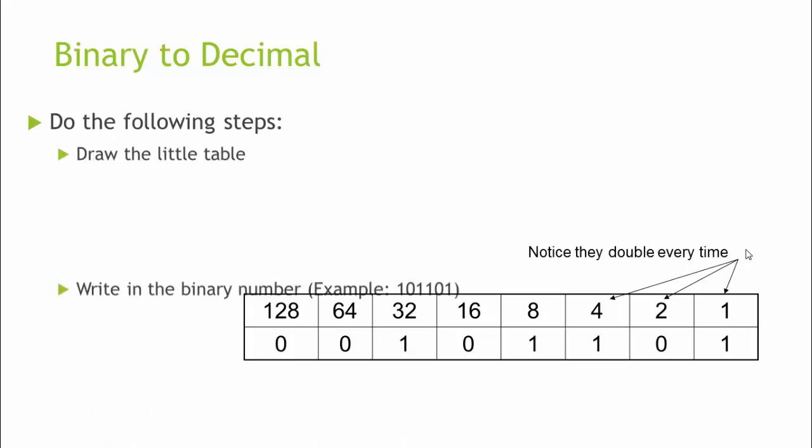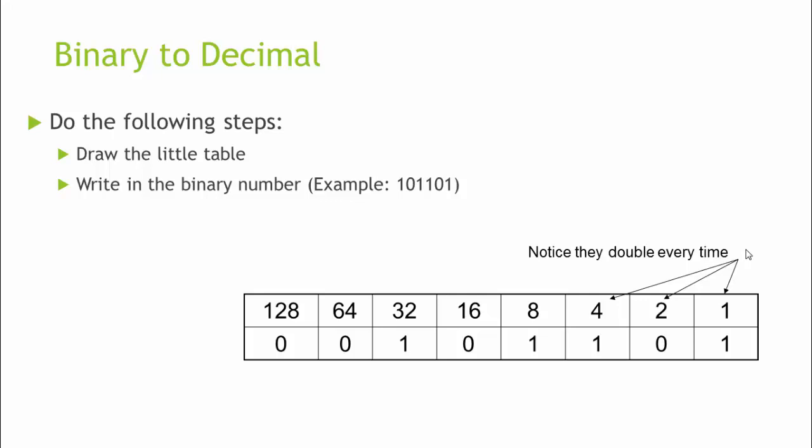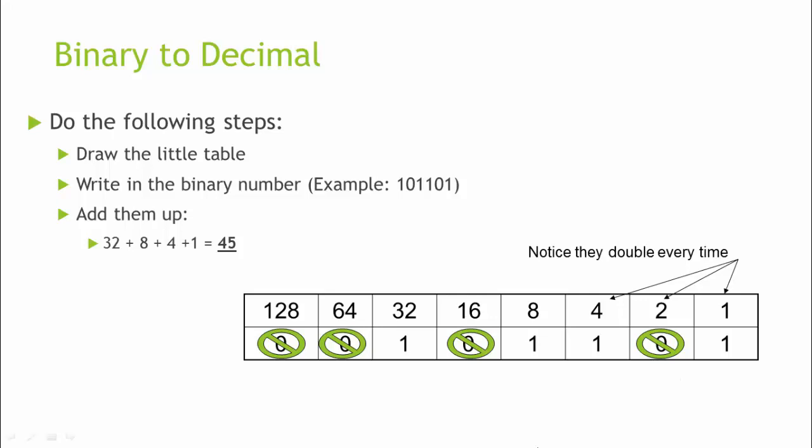So you draw the table, write in the binary example, in this case 101101, and then just simply add them up. And wherever you've put a 0, ignore them. So in this case, our number 101101 is 32 plus 8 plus 4 plus 1 comes to 45 by my count.